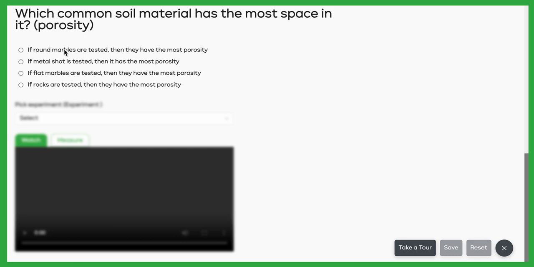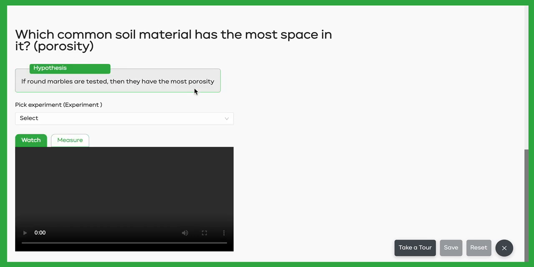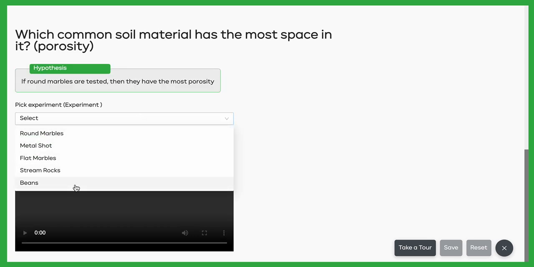We're going to look at marbles, metal shot, flat marbles, rocks. Which one do you think is best? I'm just going to pick one randomly. That's my hypothesis. And now we're going to test those out.